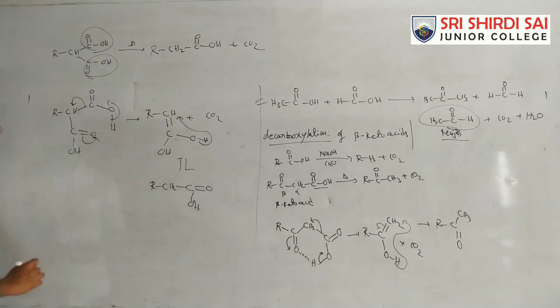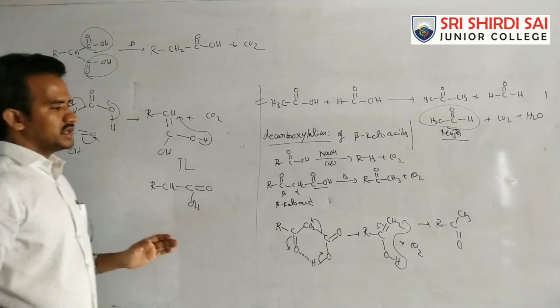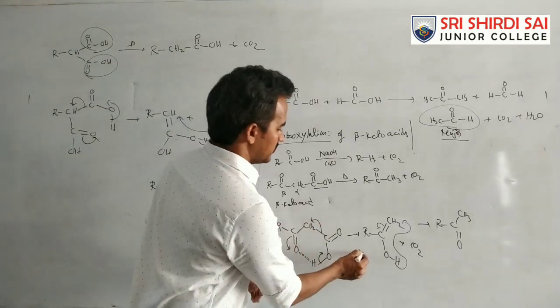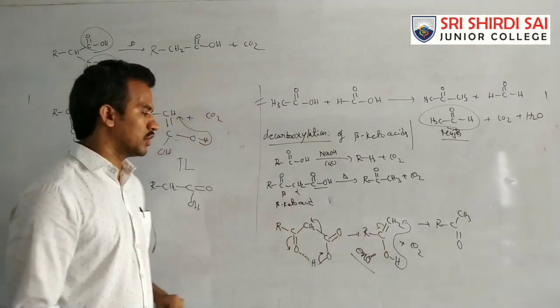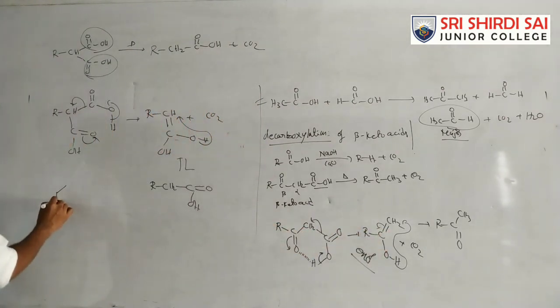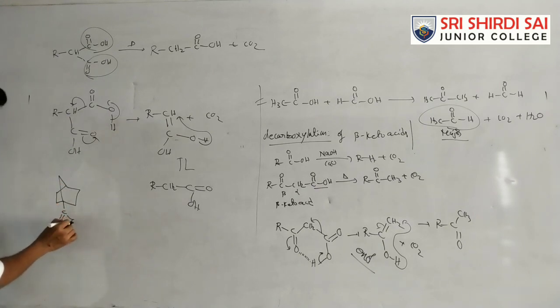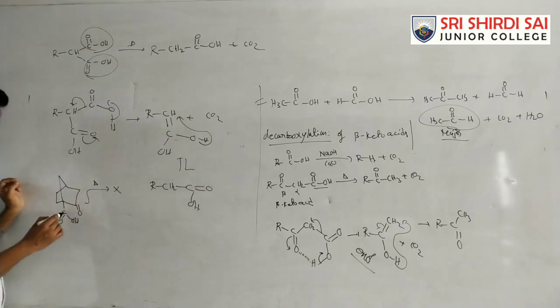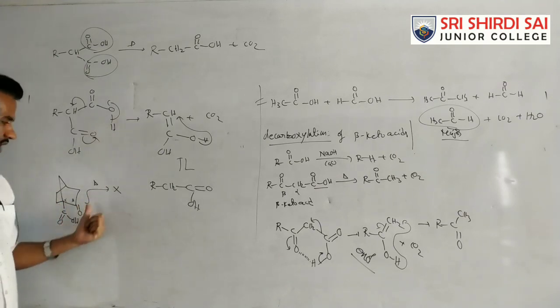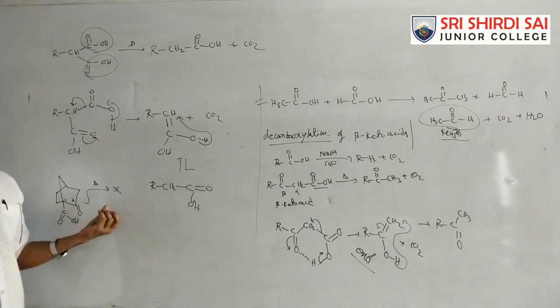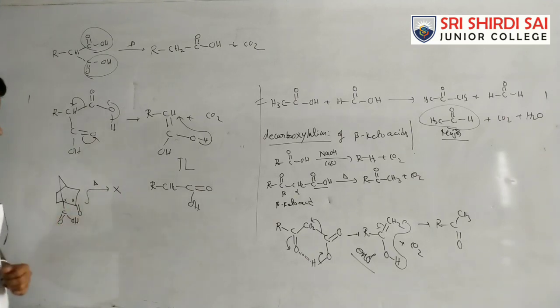Suppose this decarboxylation takes place through the enol form. Just the en plus ol, enol form. Suppose this compound has double bond O, OH and here a double bond. This on heating, no reaction. It is also a beta keto acid functional group, and here is the alpha carbon, this is the beta carbon. It is also a beta keto acid, but this compound on heating, decarboxylation is not possible because it is a bridged compound.